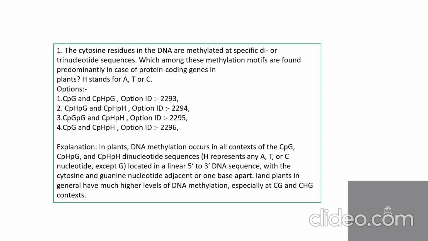In the plant, DNA methylation occurs in all the contexts: CpG, CpHpG and CpHpH dinucleotide sequences, which are located at 5' to 3' linear DNA sequence with the cytosine and guanine nucleotides adjacent to one or more bases. And these land plants have much higher levels of DNA methylation at CpG and CHG context. So here the answer is option 1. Next question.